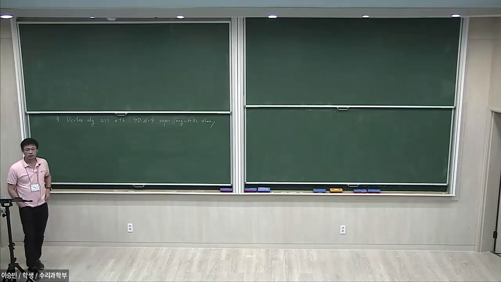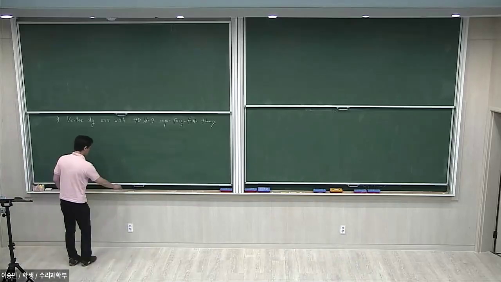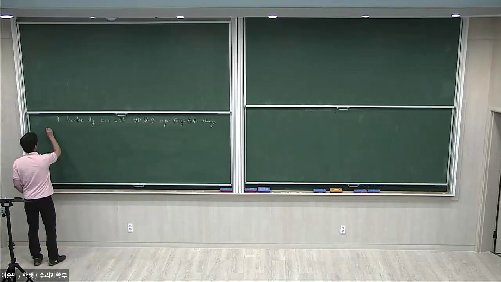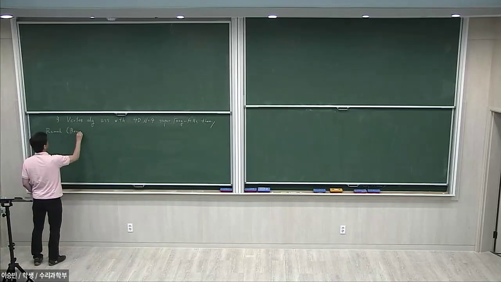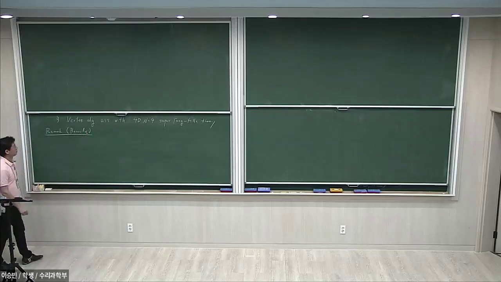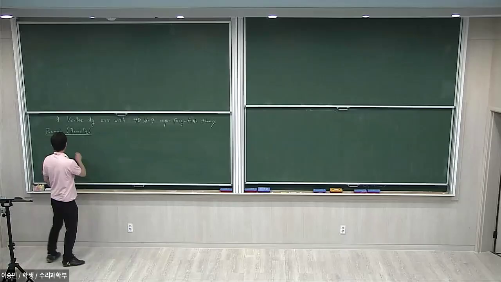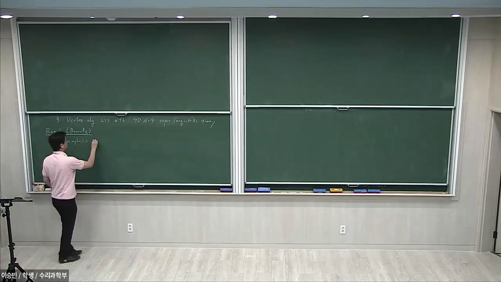Today I'd like to talk about vertex algebras coming from N=4 super Yang-Mills theory. Let me start with this remark by Beauville. Let X be a symplectic singularity.